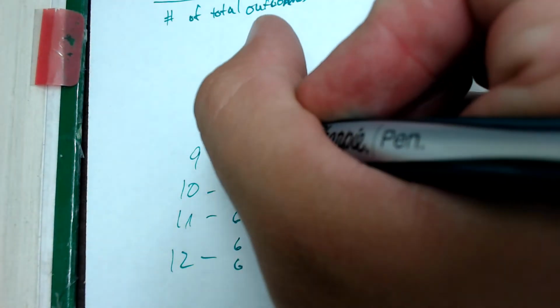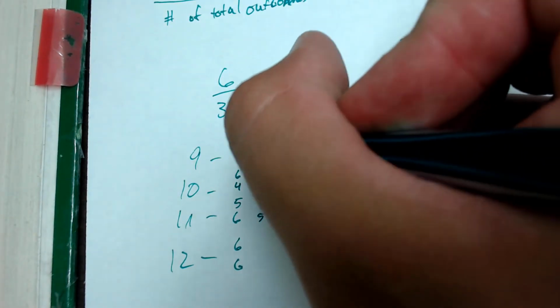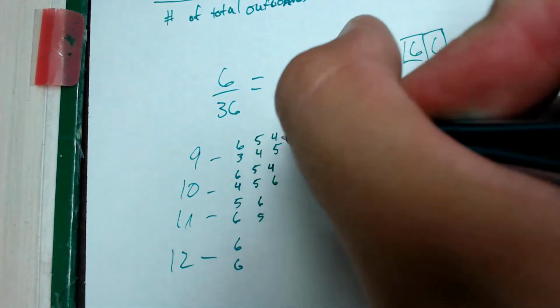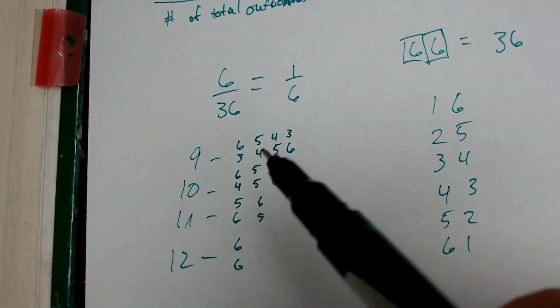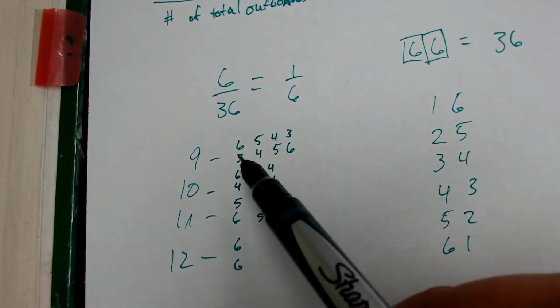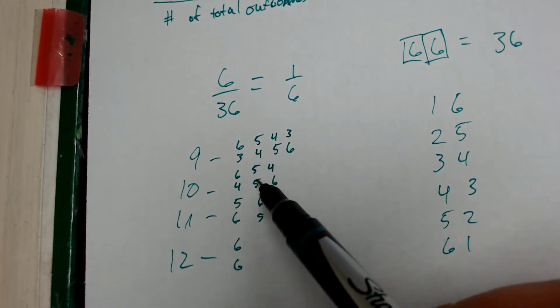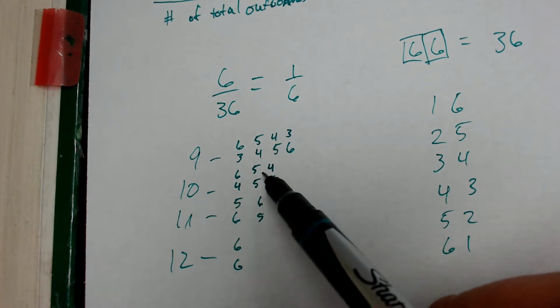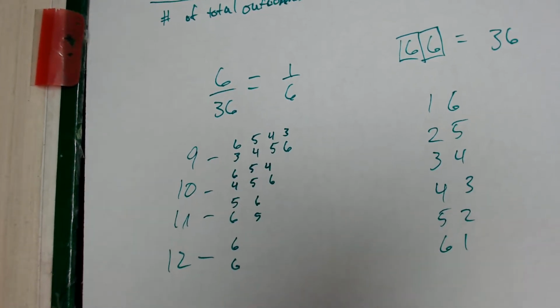Now let's go with 9. We'll start with 6 again. 6 and 3 would give me 9. 5 and 4. And then 4 and 5. And then 3 and 6. So if you notice, the logical method I'm using there is I start with the highest number on the dice, and then I start counting across. You'll see that some of the patterns repeat, and then some of the patterns like 5 and 5, they don't repeat because that's only 1. Okay? That's how I count them.